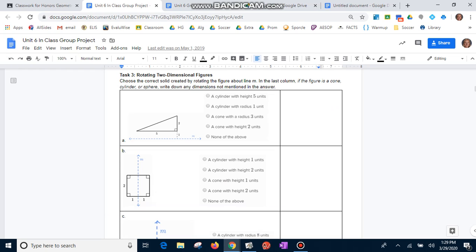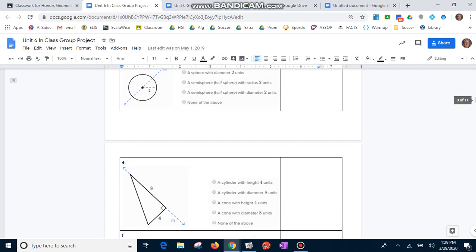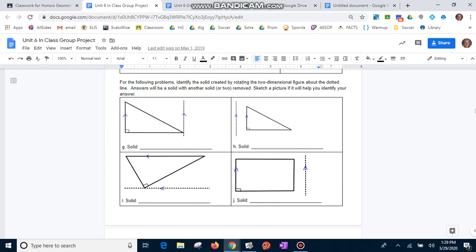In the last column, if the figure is a cone, cylinder, or sphere, write down any dimensions not mentioned in the answer. So what I mean by that is if you choose a cylinder with a height of 5 units, then over here, a cylinder also has a radius and a diameter as dimensions, so you need to include those over here, okay? And you can kind of go through and see what you're doing with that. For this section here, just be careful. These are going to be a little bit tricky, but that's the idea of it. I want you to think about what figure it is. So it might be a cylinder minus a cone or whatever it happens to be, and you can write those in.